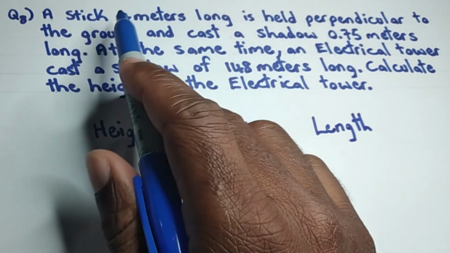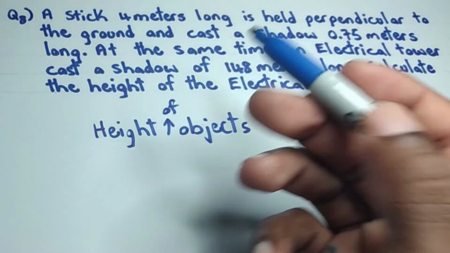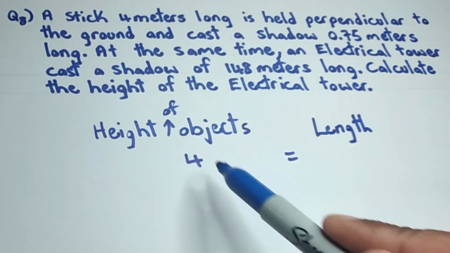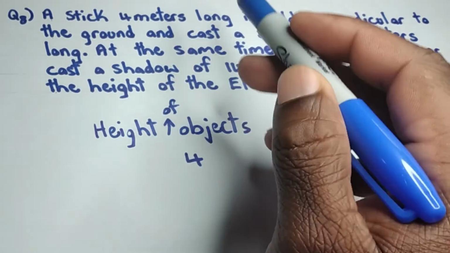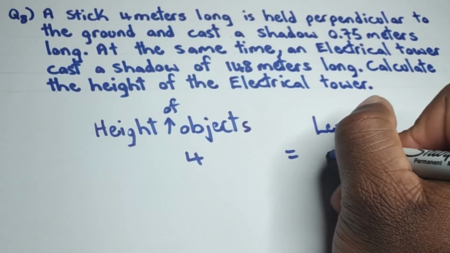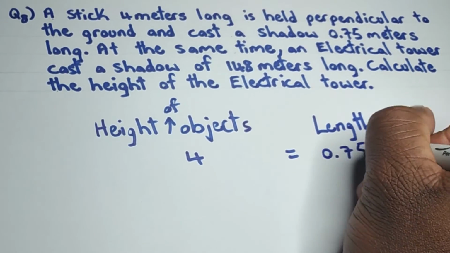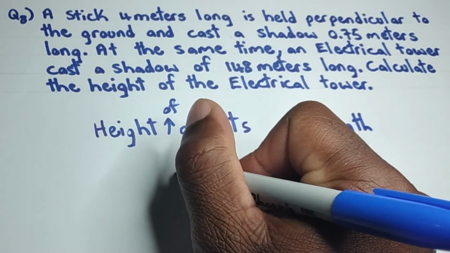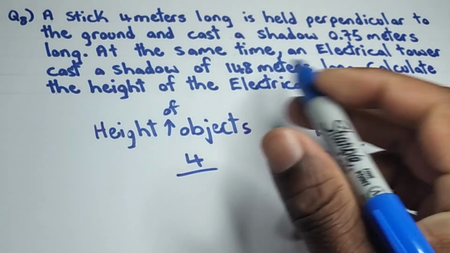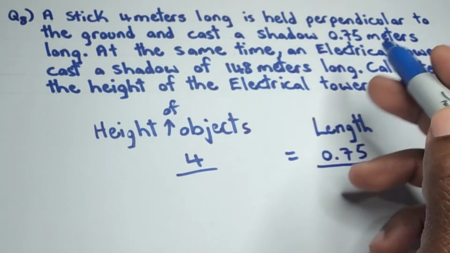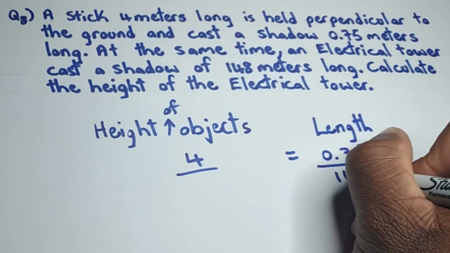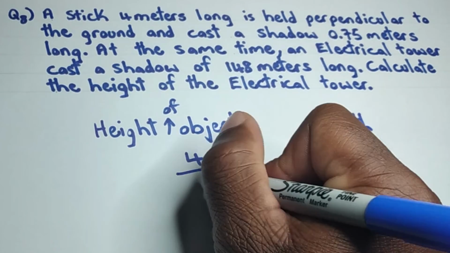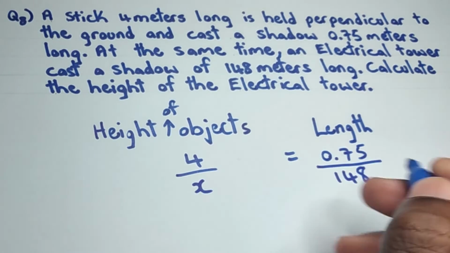Now, let's look at this. The stick has a length or height of 4 meters, and when it has a height of 4 meters, it casts a shadow of 0.75 meters in length. What else do we know? We know that a tower casts a shadow 148 meters long, so we'll put that over here. And they ask us to find the height of the tower that we don't know, which is x.